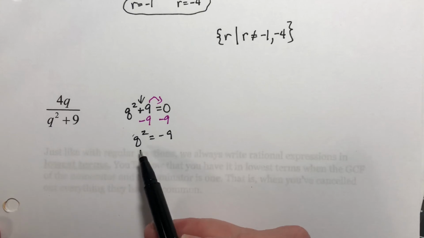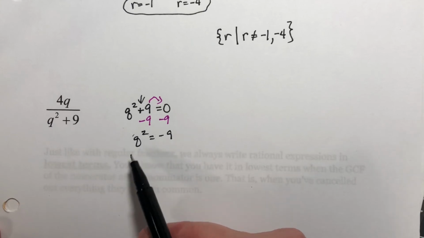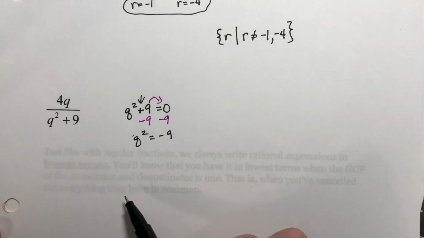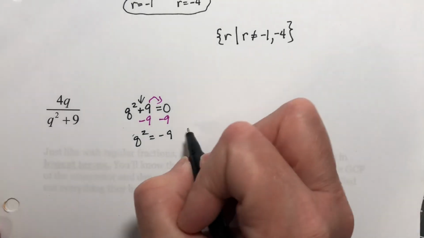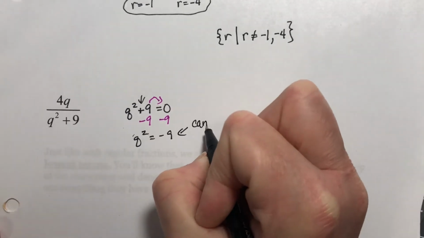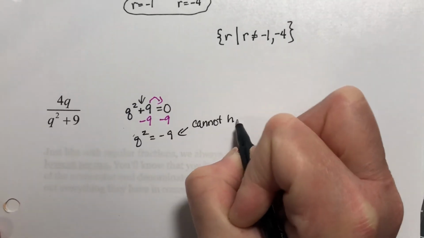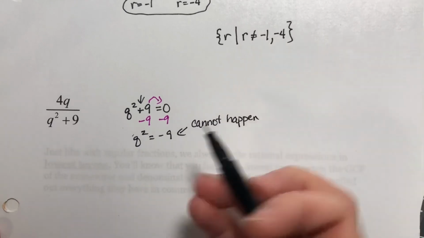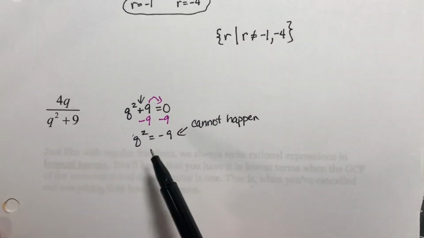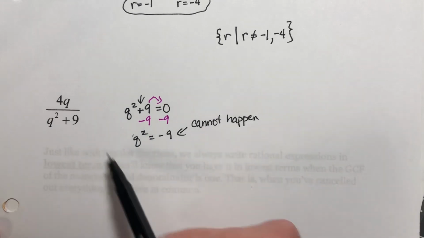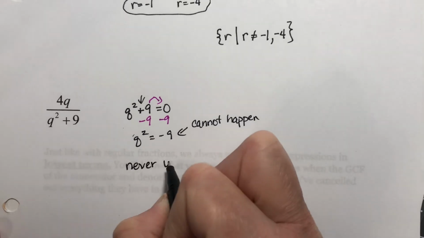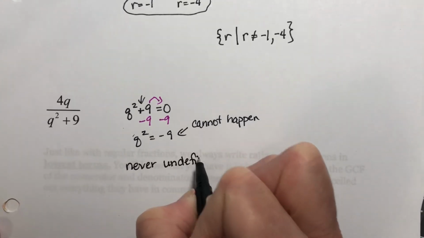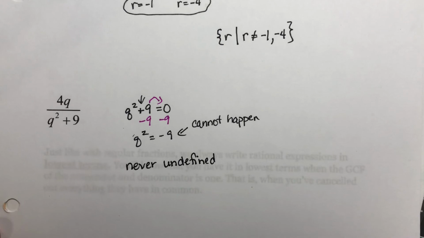If I square a positive number, that's 2 positives multiplied together, and I get a positive answer. If I'm squaring a negative number, that's a negative times a negative, and I get a positive answer. This cannot happen. Since where this thing is undefined is where this equals 0, and since this cannot equal 0, this thing is never undefined. We can plug in any number in there and it's going to be a legitimate answer.